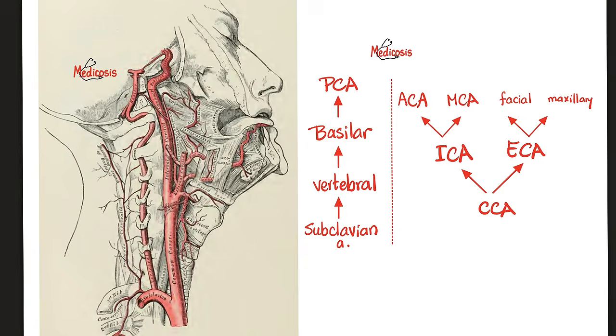The basilar artery has many branches. The final ones are posterior cerebral arteries. So now you know where the anterior cerebral, middle cerebral, and posterior cerebral came from. ACA and MCA from the internal carotid, PCA from the basilar, which came from the vertebral. Why do we call the basilar artery basilar? Because it runs on the basis pontis, or the base of the pons. Also because it's located at the base of the brain.